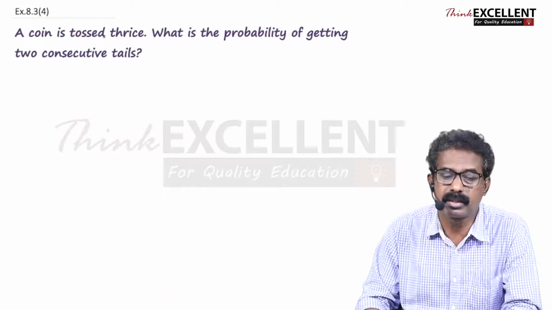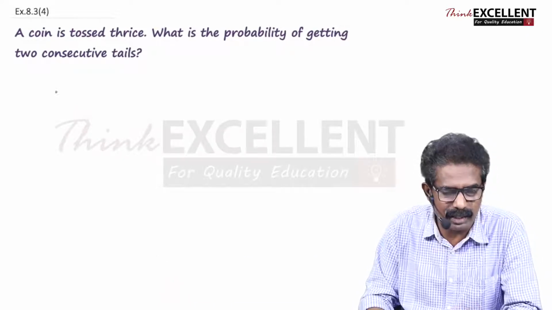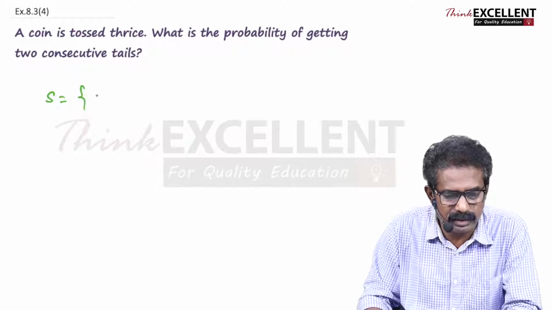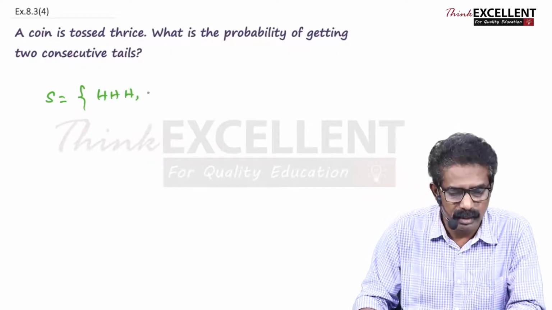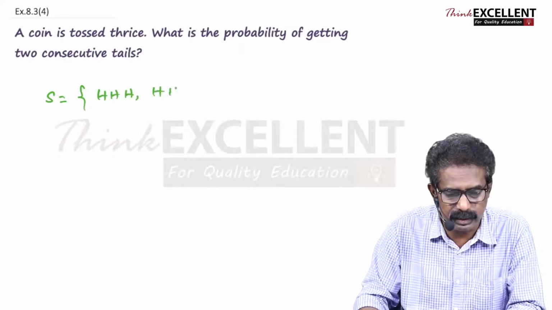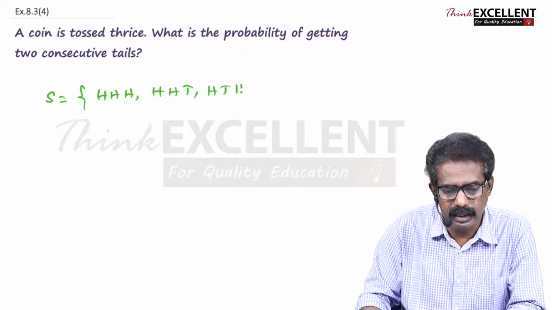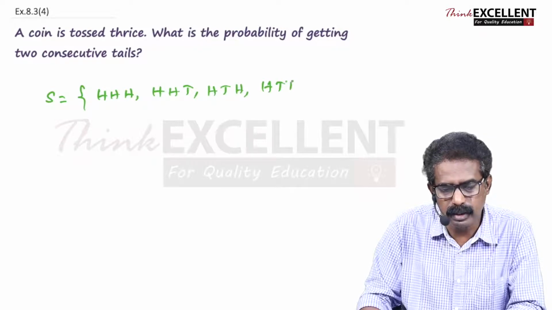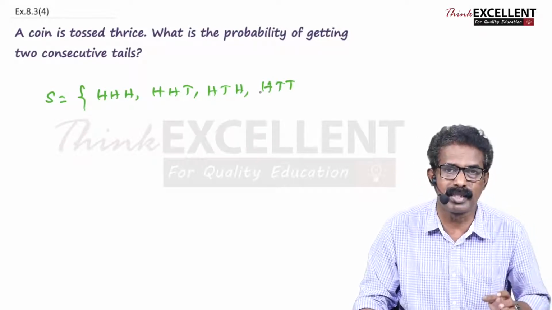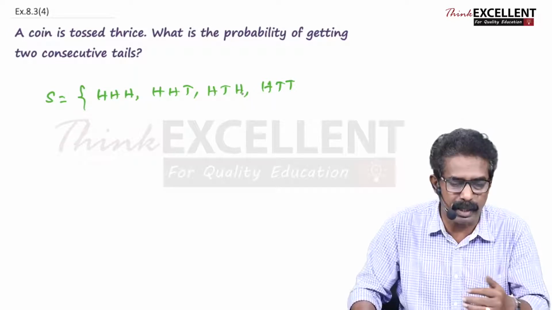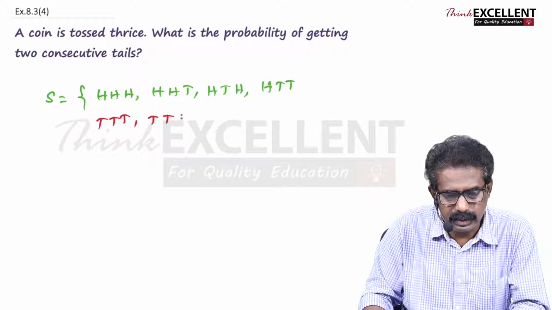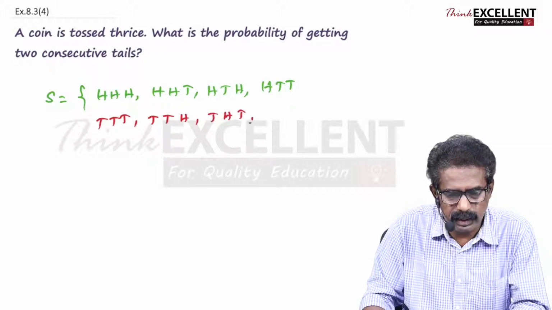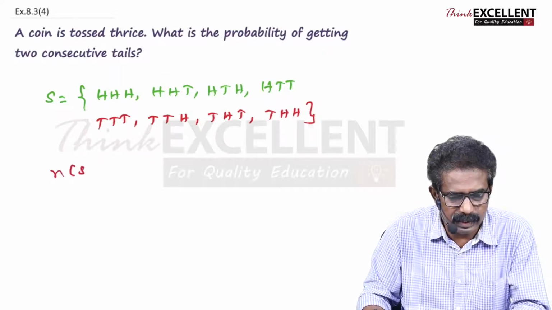A coin is tossed thrice. So here they didn't ask tree diagram, so you can write directly. So H, H, H. Starting with H, you can write 4. H,H,H; H,H,T; H,T,H; H,T,T. Once you write this, now the next another 4 very simple, right? Replace H by T, T by H. So you write T,T,T; T,T,H; T,H,T; T,H,H.